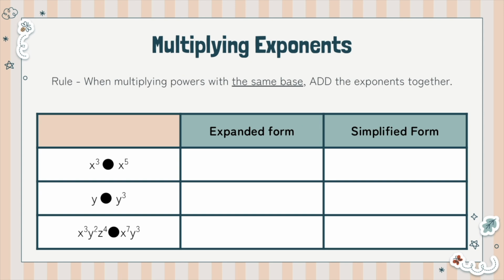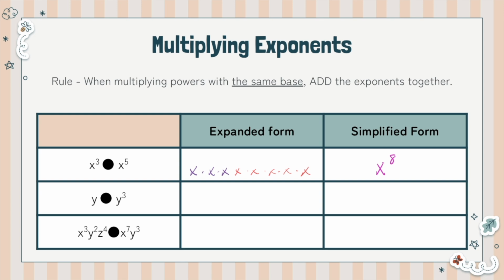And if we look at that, that's like multiplying x times x times x for x to the third. And then for x to the fifth, we're going to be doing x times x times x times x times x. And then we're going to just be counting up our x's. So how many x's are there all together? 1, 2, 3, 4, 5, 6, 7, 8. So that is simplified to x to the 8th power.